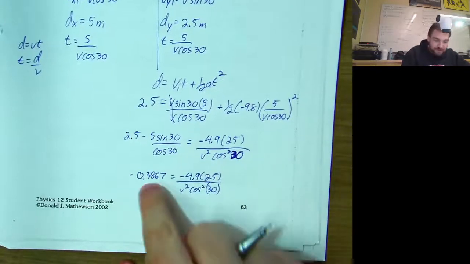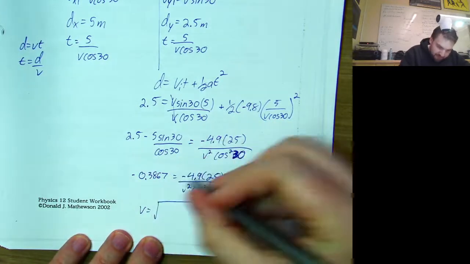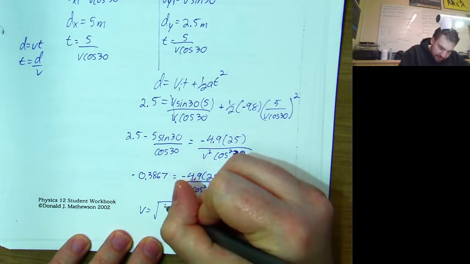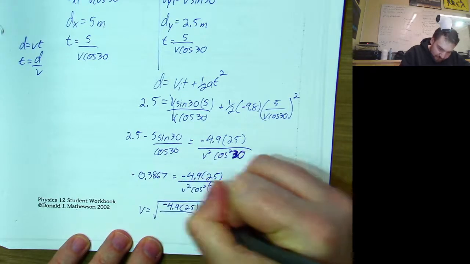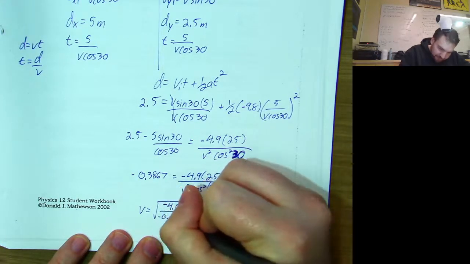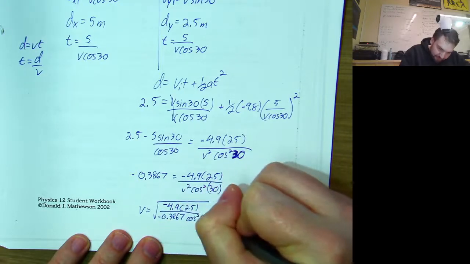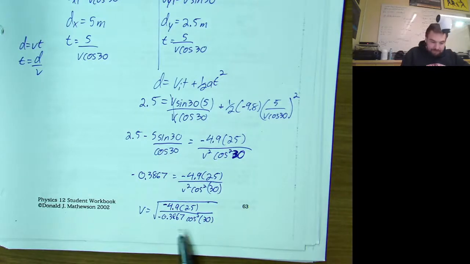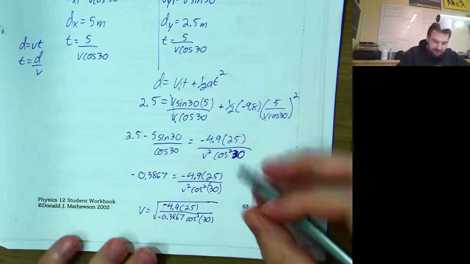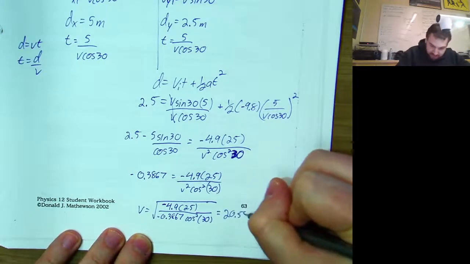So we're going to multiply the V squared up, and divide that down, and we're going to get that V is going to equal the square root of negative 4.9 times 25 over negative 0.3867 cos squared 30. Those two negatives are going to cancel out. You run this through your calculator, and what you're going to get is that this thing needs a velocity of 20.55 meters per second.